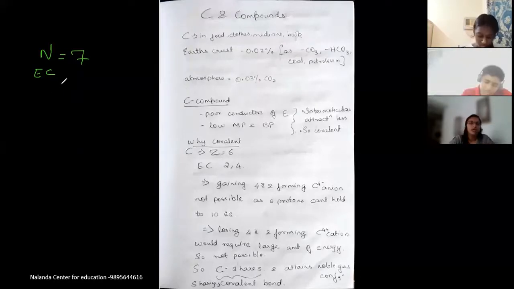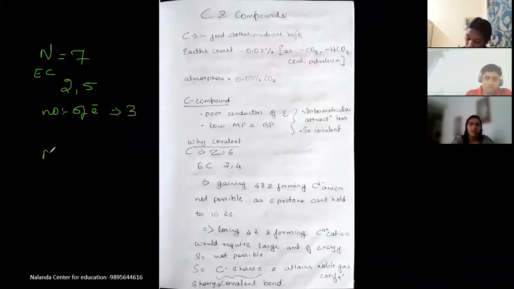So the electronic configuration of nitrogen is going to be 2, 5. The number of electrons required is going to be 3. Right? So if I put a nitrogen over here, 1, 2, 3, 4, 5 electrons are there in the outermost shell. I am putting another nitrogen over here. Again, this will also have 1, 2, 3, 4, and 5. All right. This requires 3 extra, and this also requires 3 extra.